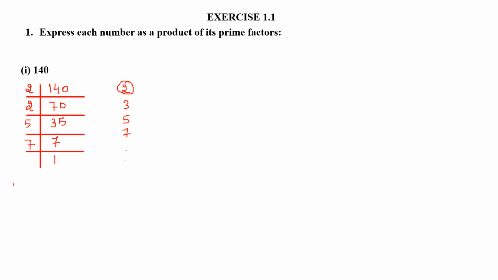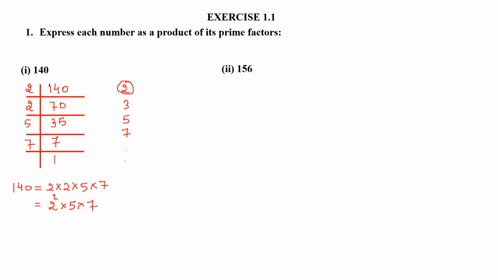So 140 you can write it as 2 into 2 into 5 into 7. And 2 is multiplied by itself 2 times, so I can write it as 2 square into 5 into 7. So like this you have to proceed slowly. Now moving to the second question.